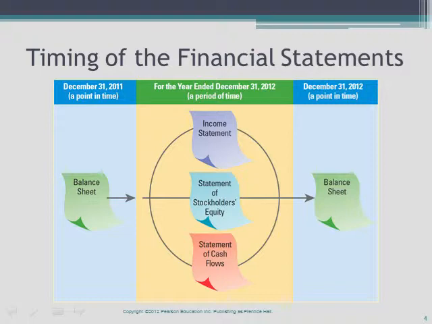The statement of cash flows reports cash flows, cash receipts and cash payments: where cash came from, or receipts, and how it was spent, those payments. The statement covers a span of time and therefore is dated year ended December 31, 2012, or month ended June 30, 2012.